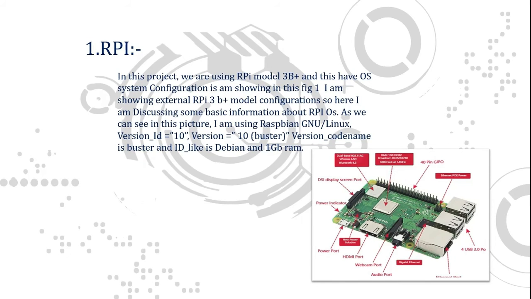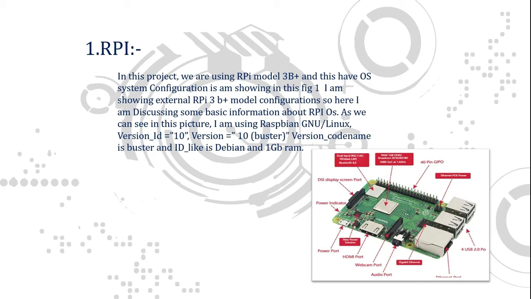Components. Our main component is the RPi. We are using RPi model 3B plus and its operating system configuration is Raspbian GNU Linux, version ID 10, version 10 Buster, version code name Buster, ID like Debian, and 1 GB RAM. And we are using a power port.